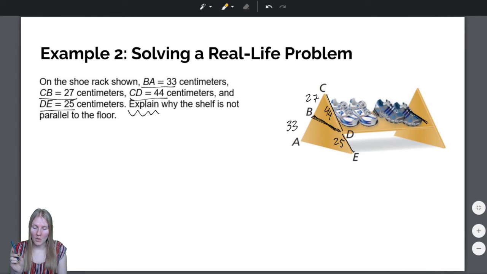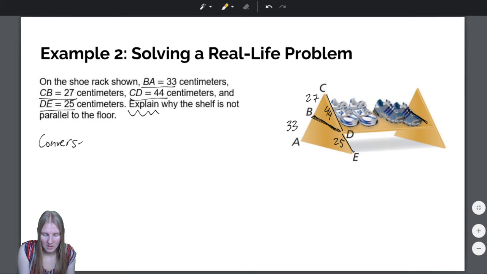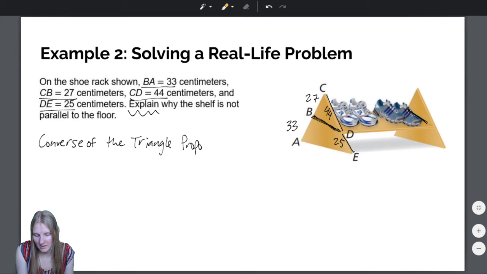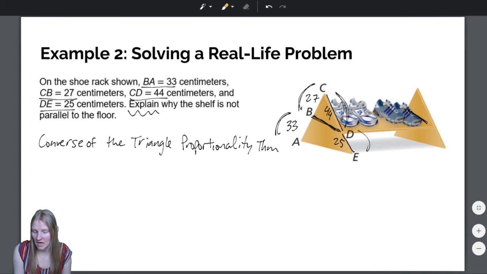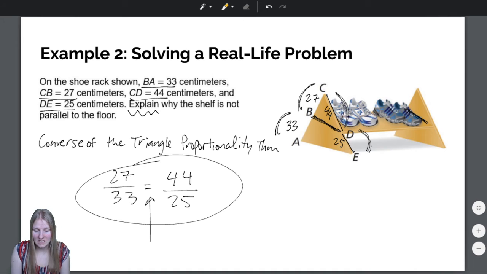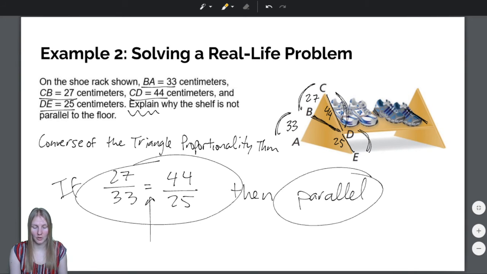Well, we know that, this is what the converse of the triangle proportionality theorem, I'll write THM for theorem, says: if the ratios of the sides, so 27 to 33 is equal to 44 over 25, if these are indeed equal, then the shelf would be parallel to the floor.